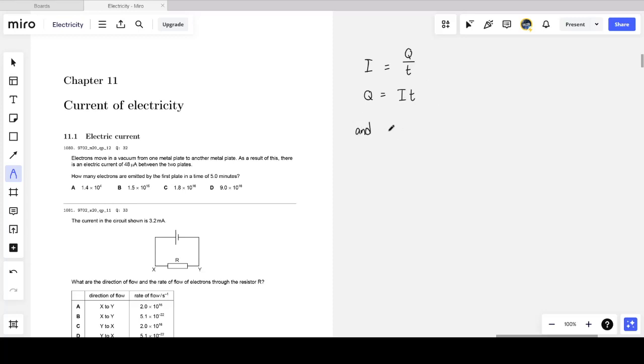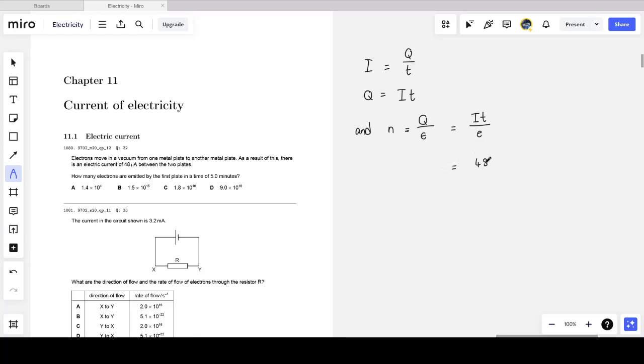And we also know that the number of electrons, we'll call it N. We're not really going to confuse the number density here. The number of electrons that will pass that point is the total charge passing that point divided by the charge of a single electron. That will give us the total number. And so this becomes I times T divided by the elementary unit of charge e, which is the charge on an electron, since electrons are the charge carriers. And that's 1.6 times 10 to the minus 19 coulombs.